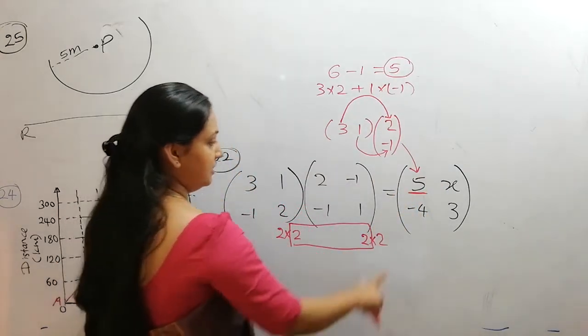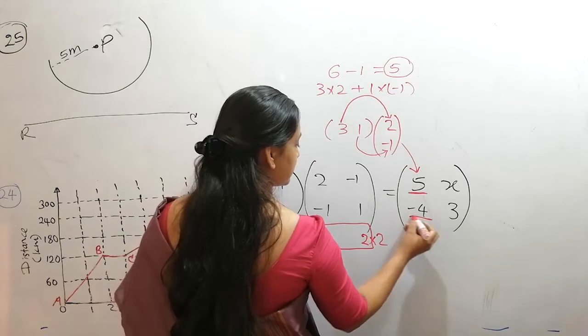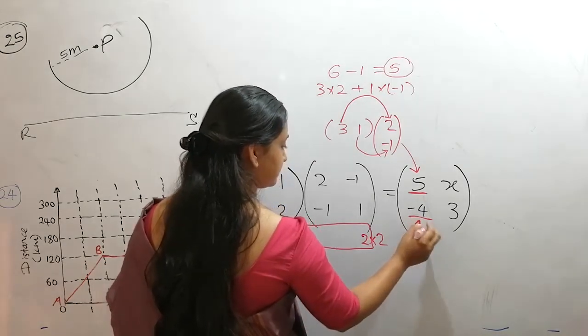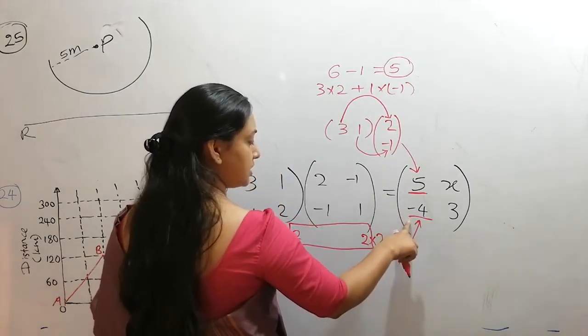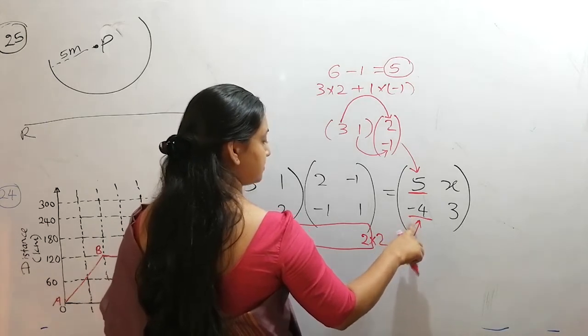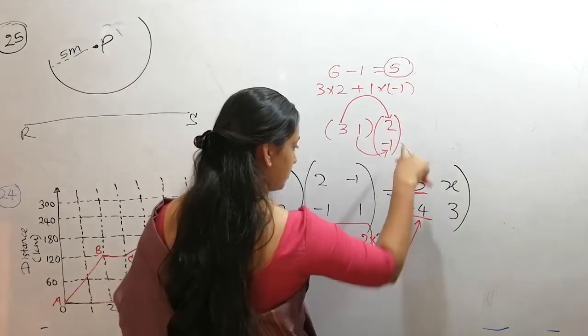Okay. Then look at this one here. This is the position, the second row, first column. This is the second row and the first column.